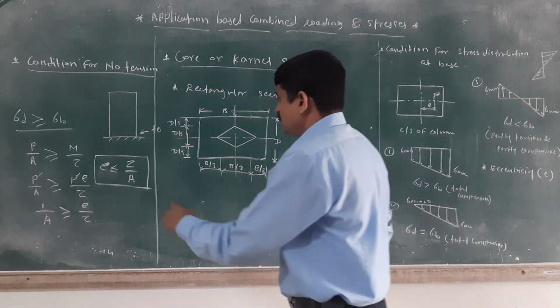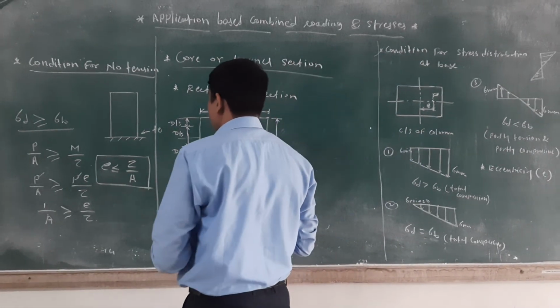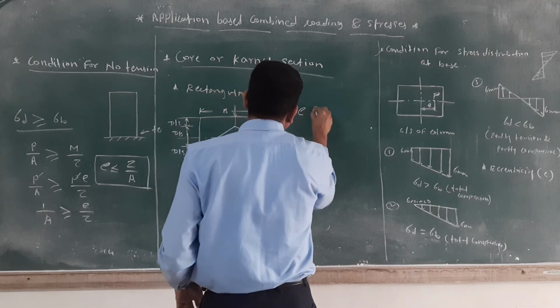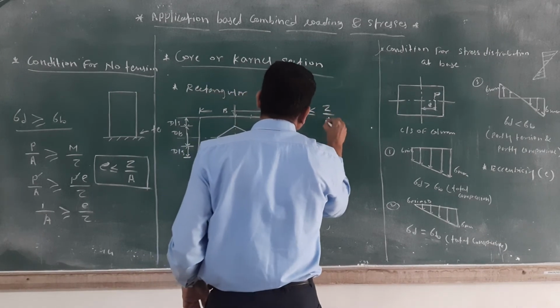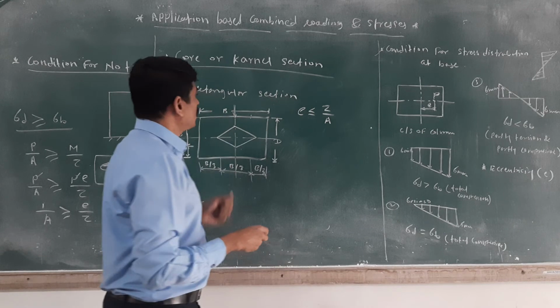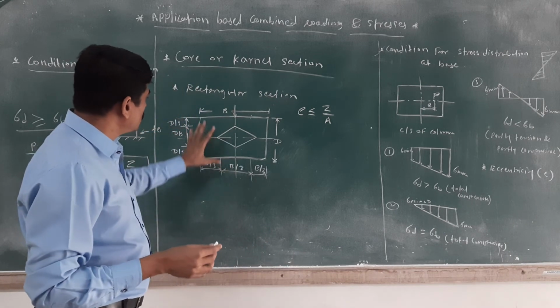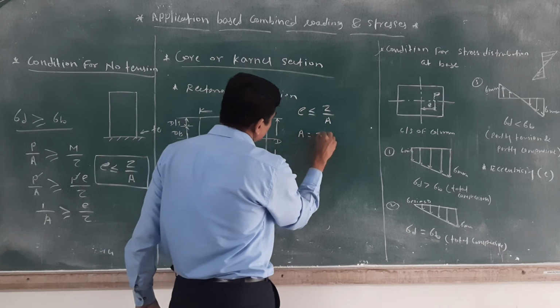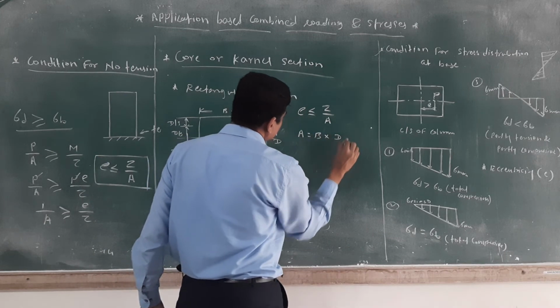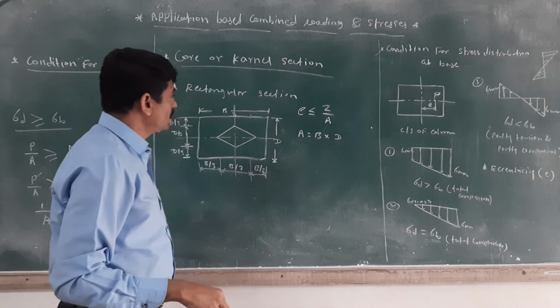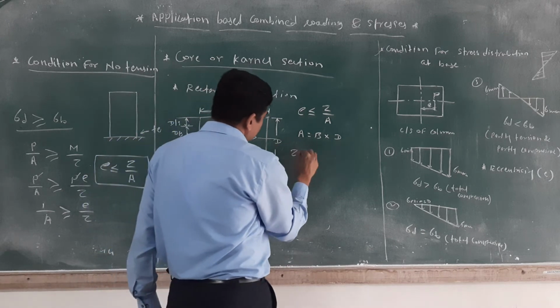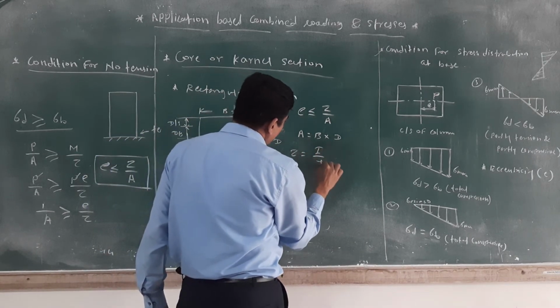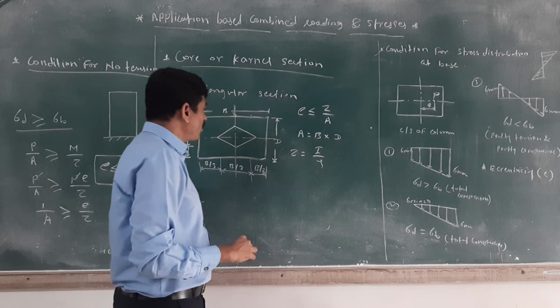We have seen E is less than or equal to Z by A. With the help of that, you have to calculate the eccentricity for the rectangular section. What is the area of this rectangle? Yes, anybody? Area is equal to B into D. What is the Z? Z is equal to I by Y.